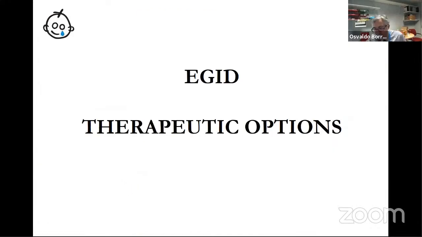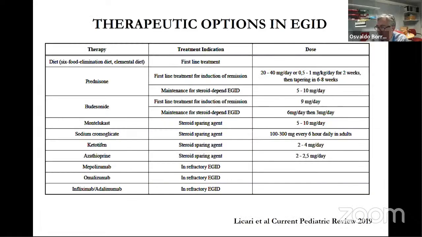So which therapeutic options do we have? Again, we are not so far from eosinophilic esophagitis. We have diet: the four-food elimination diet, and elemental diet. This should be the first-line treatment. Then we have steroids. It's different from eosinophilic esophagitis. Of course, we can use viscous budesonide for eosinophilic gastritis. However, the steroids need to be systemic.